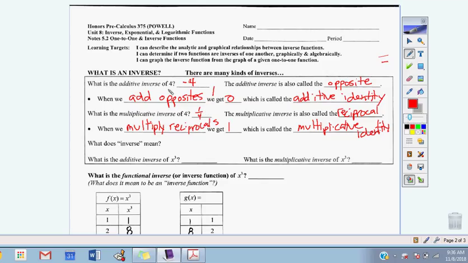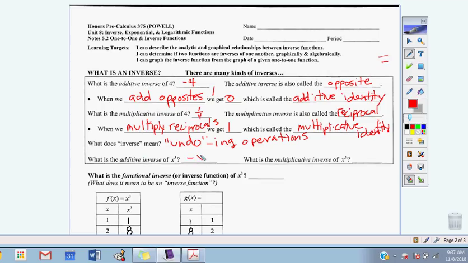Additive inverse of 4 is -4. Multiplicative inverse of 4 is 1/4. So what does inverse mean? Hopefully this helps you: think of it simply as undoing operations. Okay, undoing operations. So what's the additive inverse of x cubed?